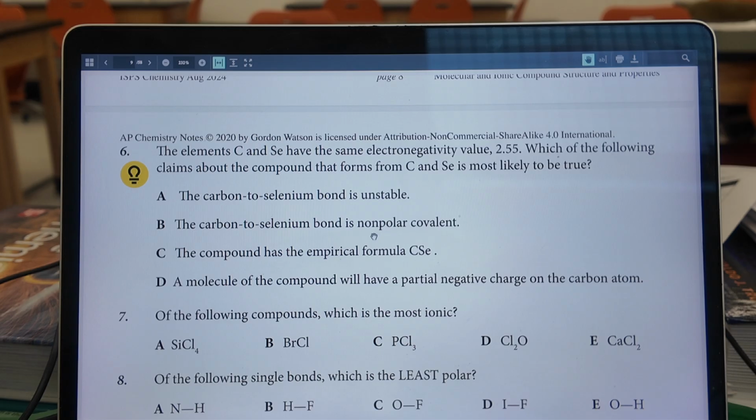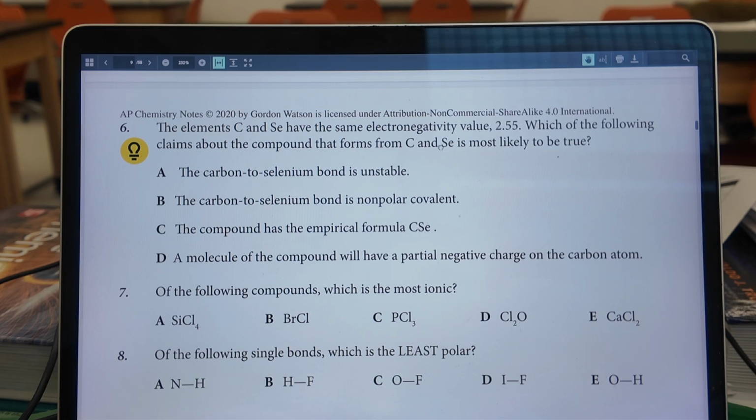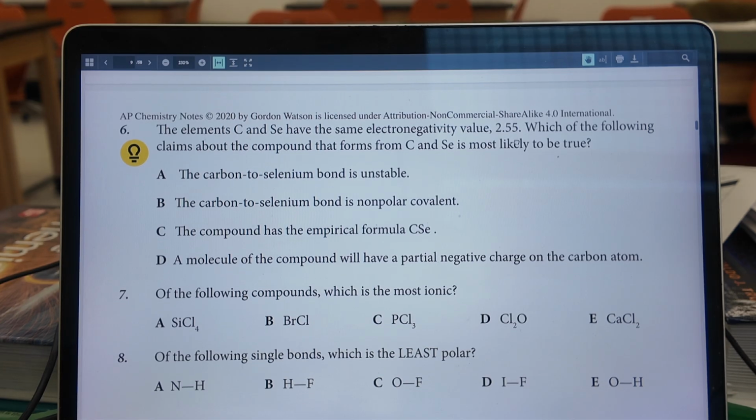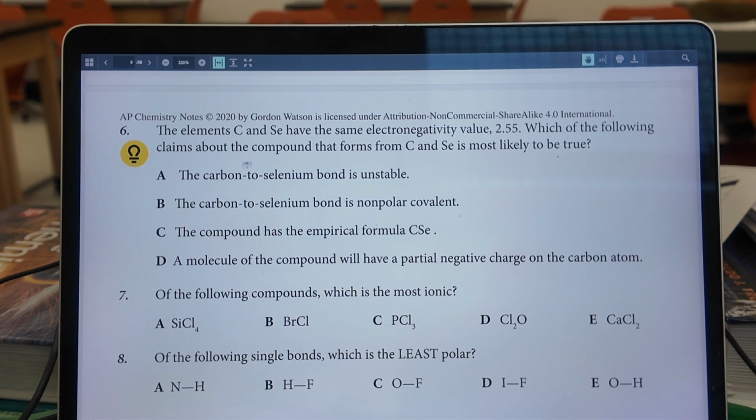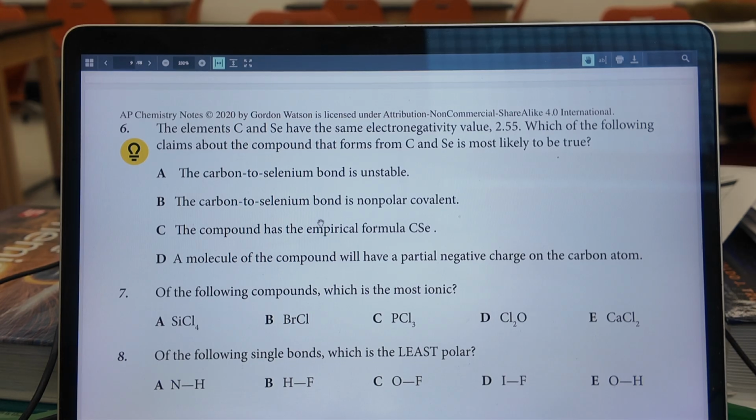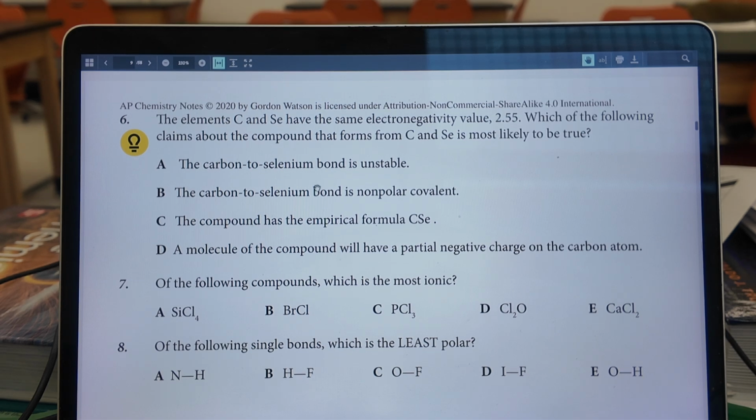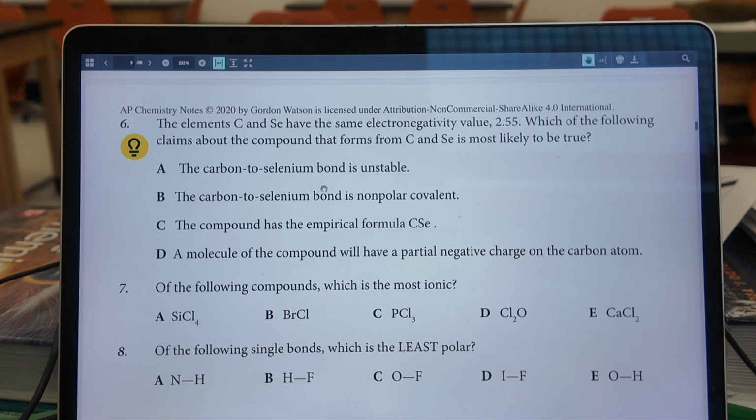Okay, next question. The elements carbon and selenium have the same electronegativity value of 2.55. Which of the following claims about the compound that forms from carbon and selenium will most likely be true? So the difference will be 0. So the bond is not necessarily unstable. It just means that the electrons are being shared equally.